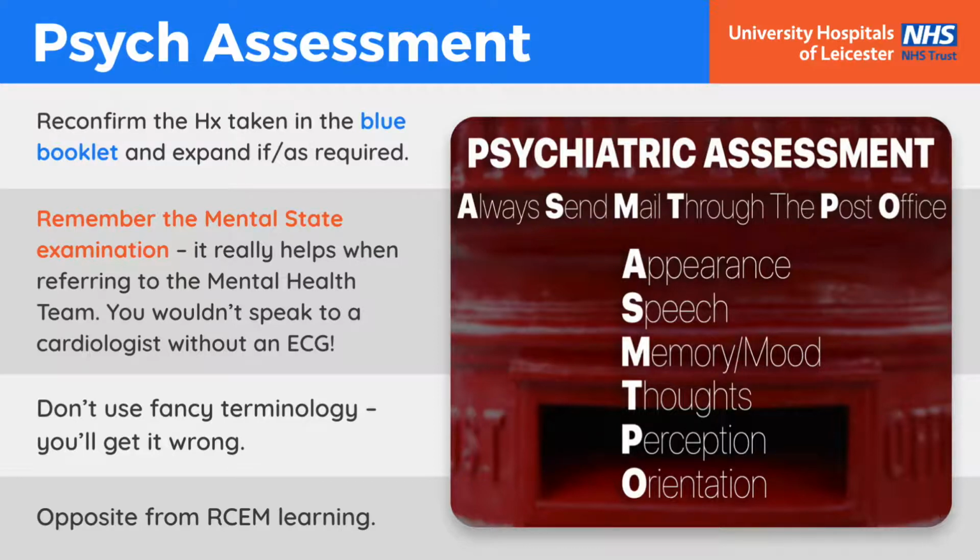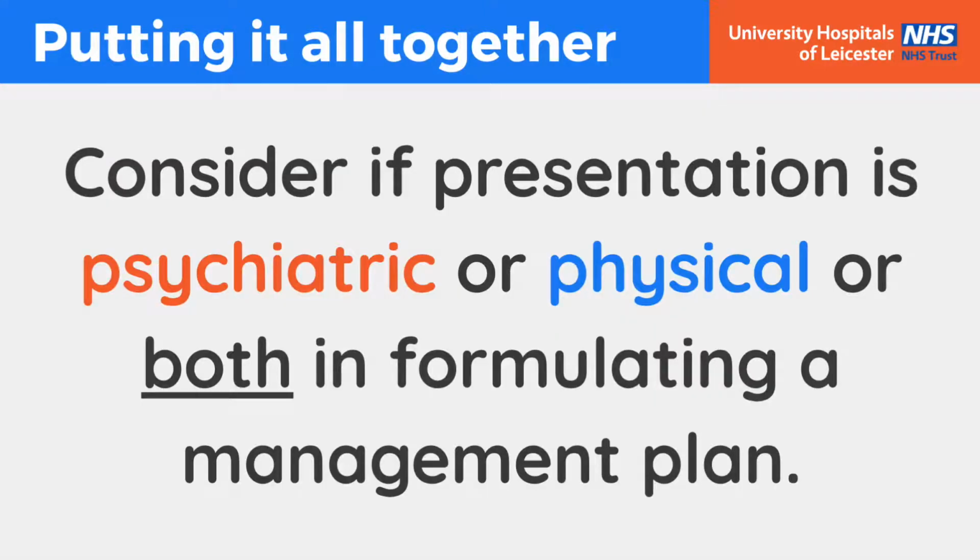One way I remember how to do a mental health assessment is from our e-learning, which is always send mail through the post office, which stands for appearance, speech, memory, thoughts, perception and orientation. Put it together and consider whether the presentation is psychiatric or physical health or both, and think up a management plan from this going forward, and then discuss with a senior.